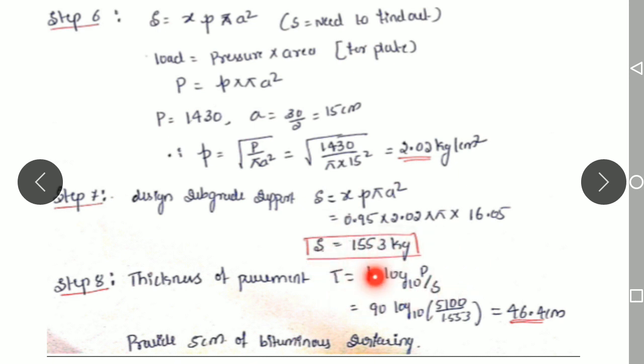T is equal to K into log to the base 10 P by S. K is 90, it is given in the problem, and P is nothing but the wheel load, it is also given in the problem. S is nothing but the subgrade support, which you have calculated here. Substitute all the values, you will get the thickness of the pavement. Out of this thickness you have to provide 5 centimeter of bituminous surfacing. So this is the complete procedure of designing a flexible pavement by the McLeod method.